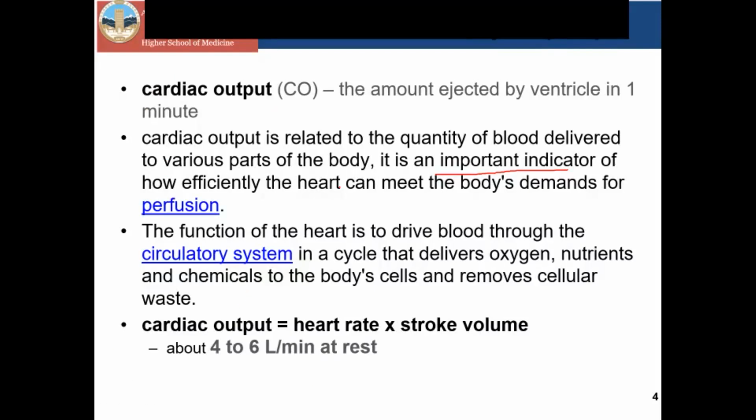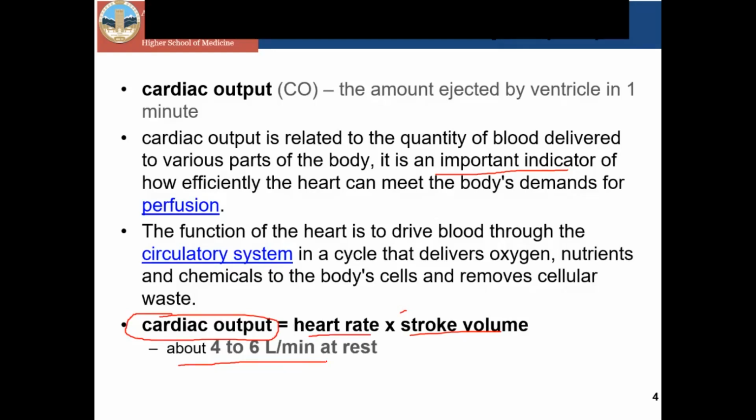For example, cardiac output is heart rate multiplied by stroke volume. This is why we will discuss each of them, which factors affect heart rate and which factors affect stroke volume. Multiplying these values, we know the cardiac output, and it's about 4 to 6 liters per minute.